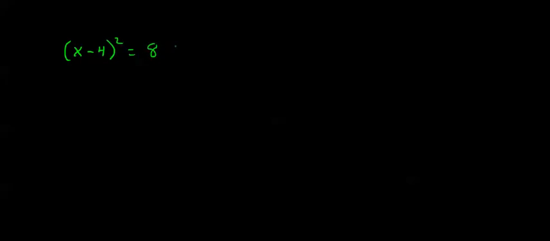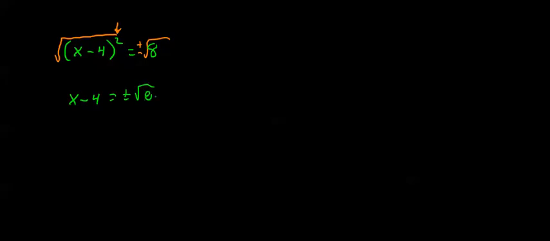We can solve this by taking the square root of both sides, as long as one side is a perfect square, and because I have a 2 there, it's a perfect square. As long as this is a perfect square, I can take the square root, and I must put a plus or minus. The square root of this is just x minus 4 equals plus or minus square root of 8.